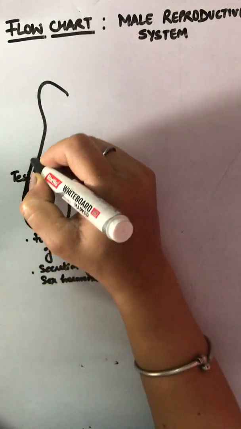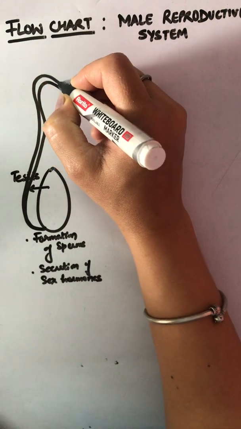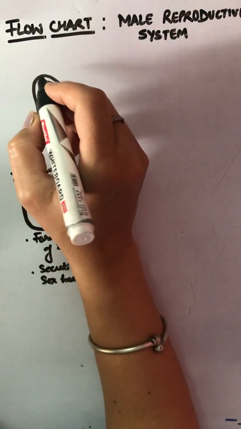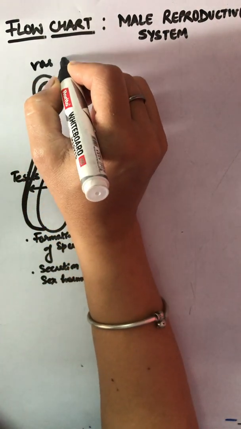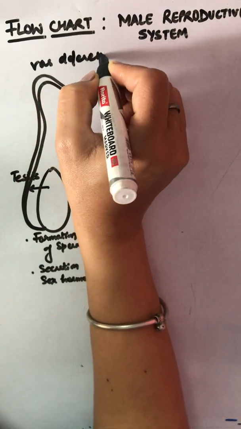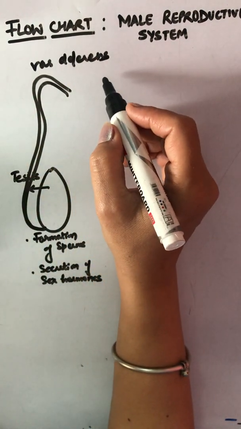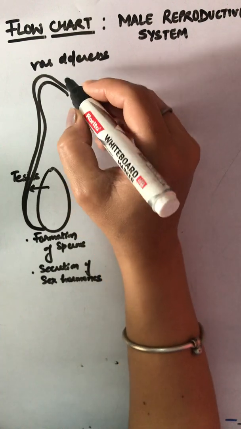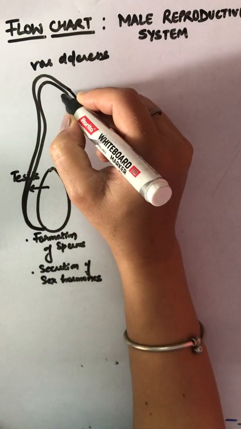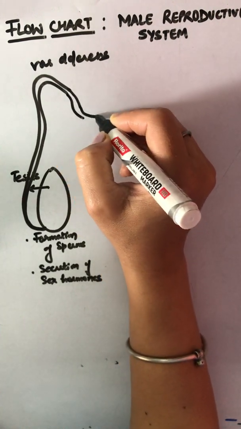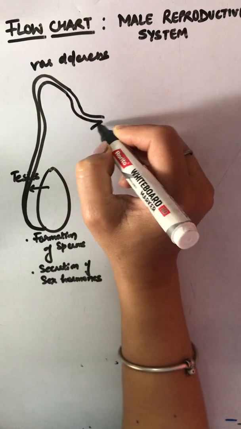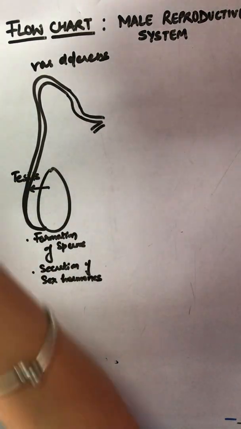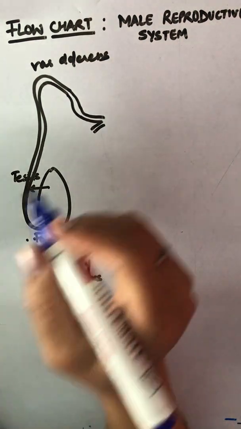a tubular structure which will move forward. This is known as vas deferens. This particular one will automatically come here and join the seminal vesicles.